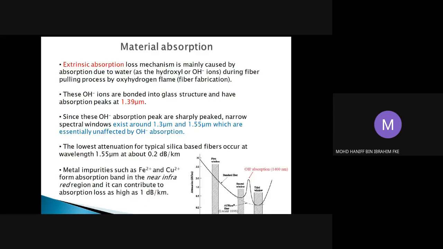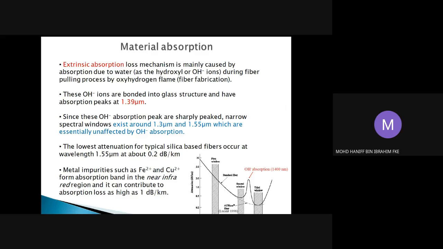Okay, let's proceed. This is a discussion about the X-ray absorption, what I meant just now. This absorption, due to fabrication, is caused by the water ions, OH ions or hydroxyl ions, and it is produced during fiber fabrication. To be exact, during the fiber pulling process by the oxyhydrogen flame. During this process, there is water trapped in the fiber structure, and this gives rise to hydroxyl ions, which produce the absorption loss.